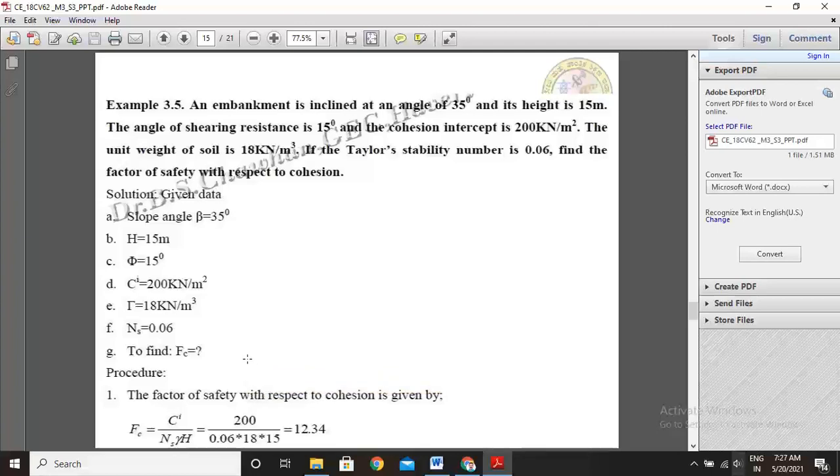Now follow the procedure. The factor of safety with respect to cohesion is given by Fc equal to C dash by Ns into gamma into H. So this equation you should remember. Now substitute the values in this equation. C dash is here 200, Ns is 0.06, gamma is 18 kilonewton per meter cube, that is 18, H is 15 meters, that is 15. So on operating this, we are getting the factor of safety 12.34.